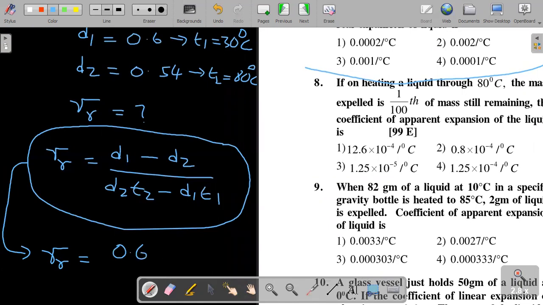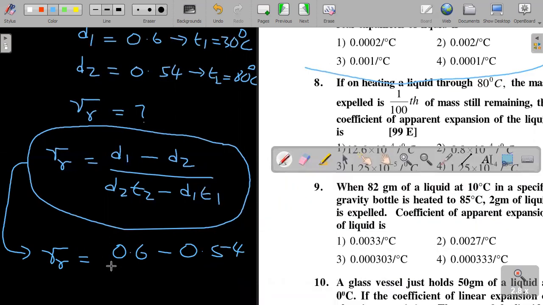0.6 minus 0.54 by D2 T2, I can write 0.54 into 80, minus D1 T1, 0.6 into 30. So this is the formula I got here. In this formula, I have substituted the data also now.